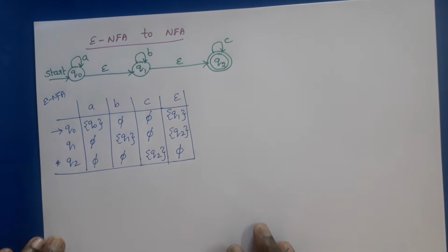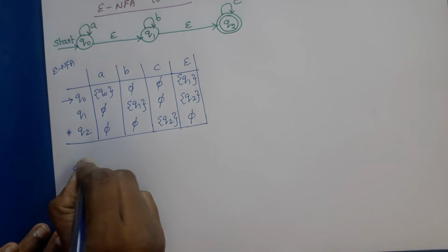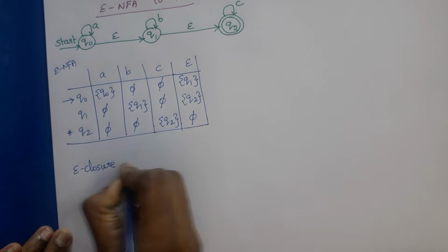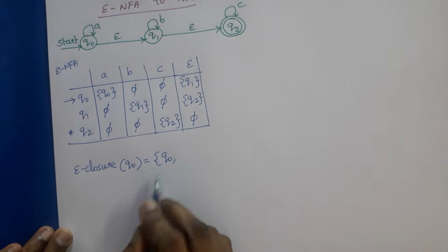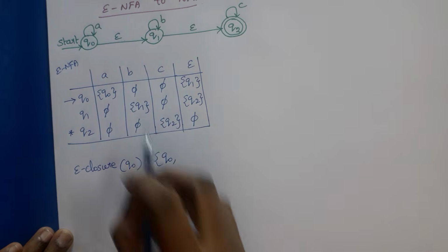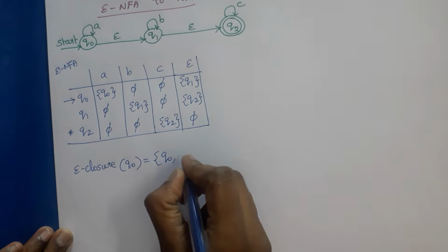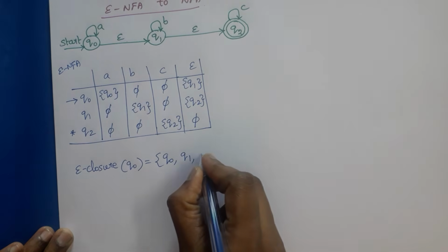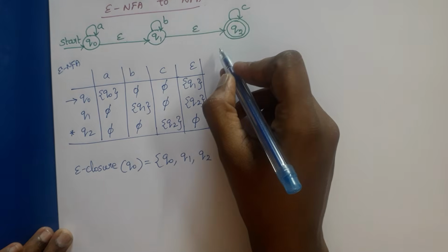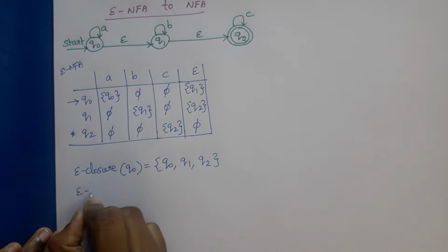So phi. Next, we have to find the epsilon closure for all the states. So epsilon closure for Q0 is Q0. First, we have to include Q0. Then from Q0, there is an epsilon transition going to Q1. So we have to include Q1. Then from Q1, epsilon goes to Q2. From Q2, there is no epsilon transition. So this is the epsilon closure for Q0.